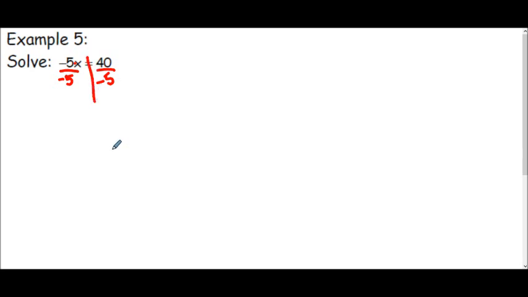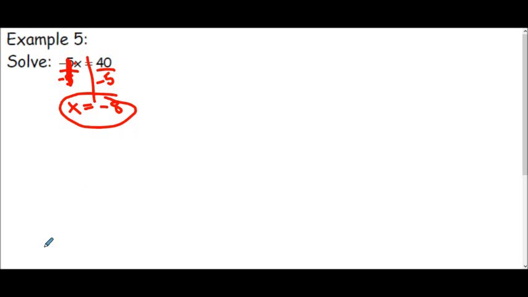What happens is, negative 5 divided by negative 5 becomes a 1. And 1x is the same as just x. So essentially, those negative 5s cancel. Just like previously, we were able to cancel with addition and subtraction, you can cancel multiplication using division because they are inverse operations. Then I'm just going to do the division. 40 divided by negative 5 is going to be a negative 8.